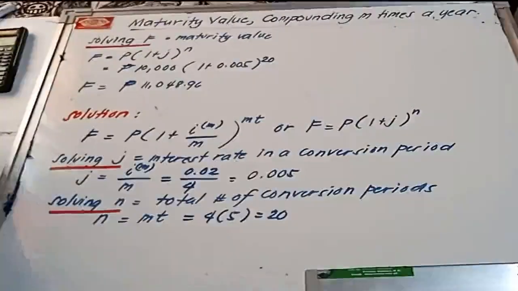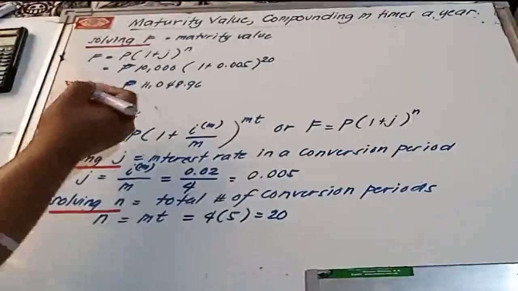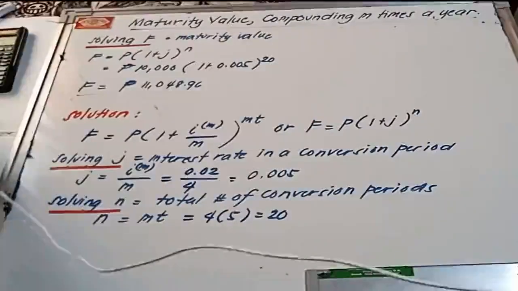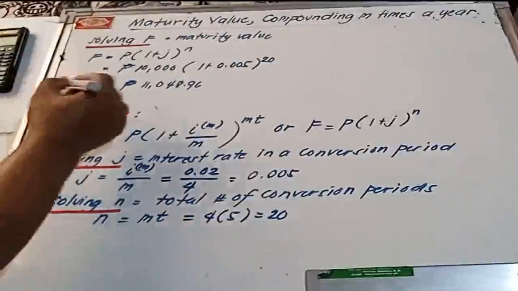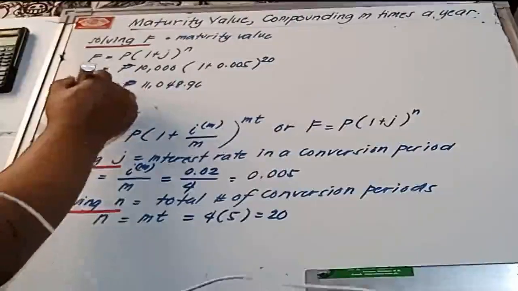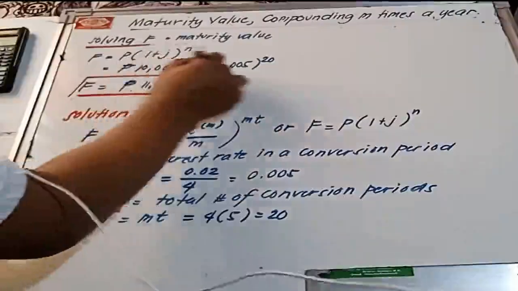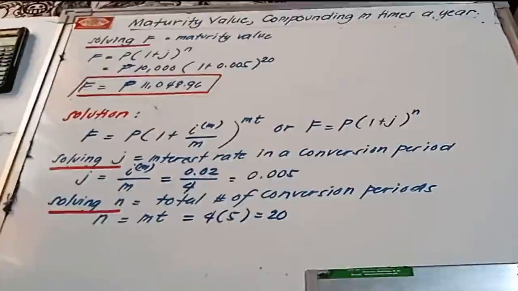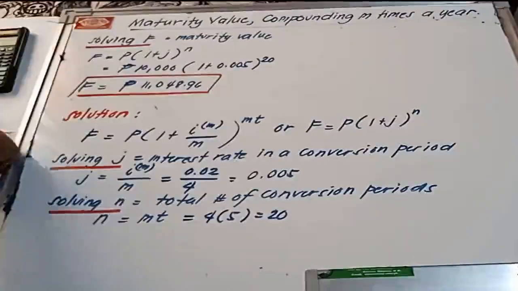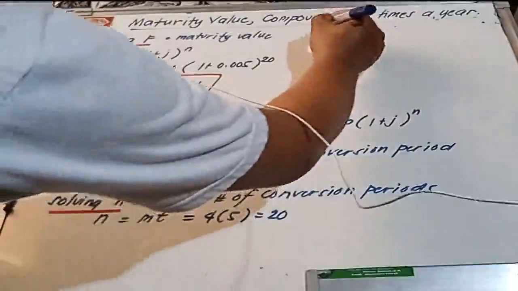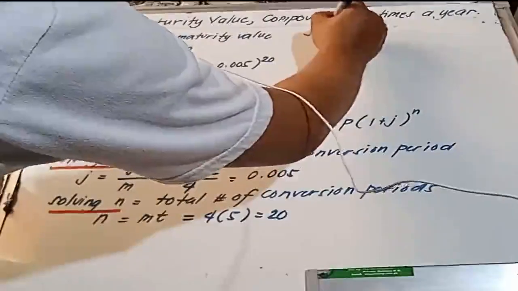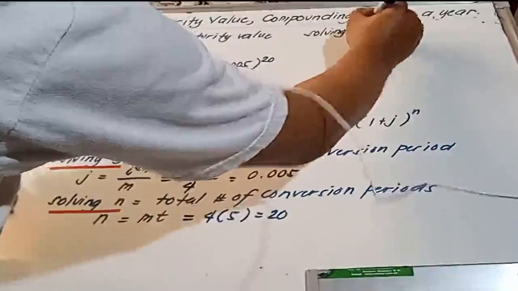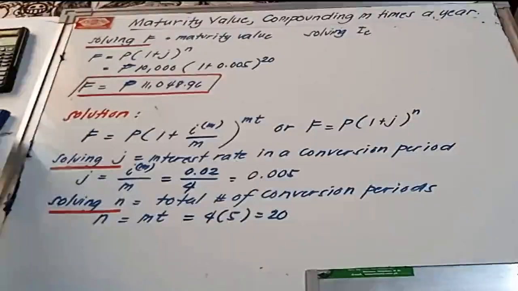So, ibig sabihin nito, after 5 years, yung 10,000 pesos mo ay magiging 11,048 pesos kapag dineposito mo siya sa bangko na nagbibigay ng 2% annual rate of interest compounded quarterly. Okay? After 5 years, your 10,000 will become 11,048.96 pesos. And one more thing, pinapasolve din sa atin yung interest. Itong ginamit nating symbol, yan yung compound interest. Okay?